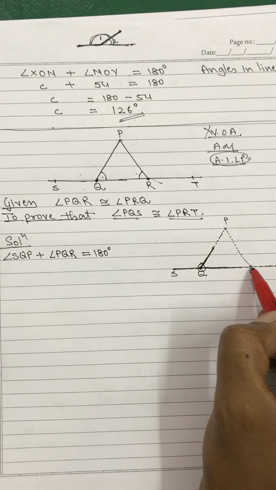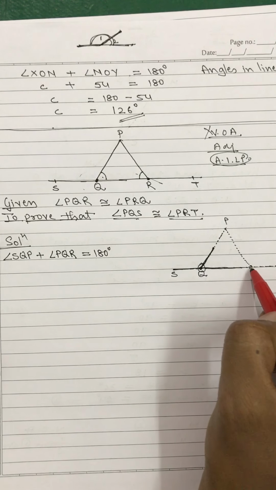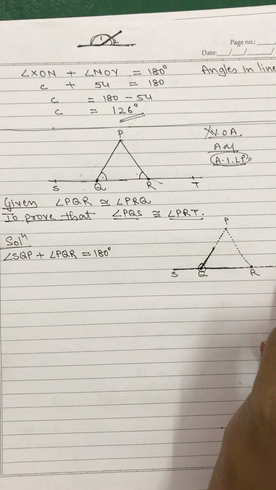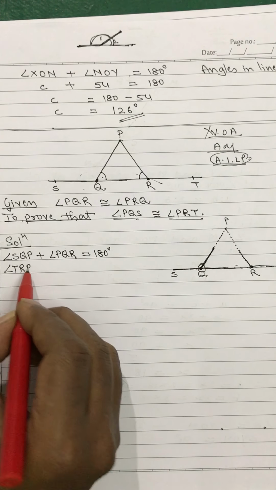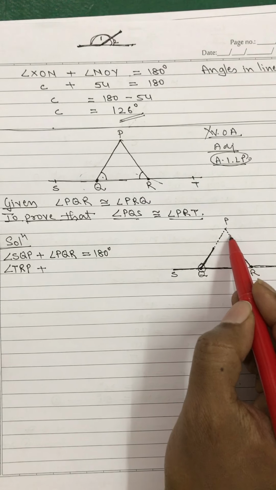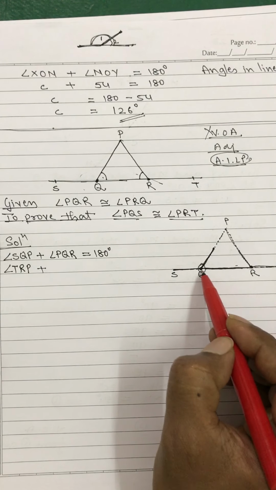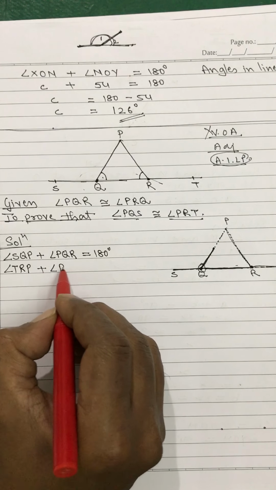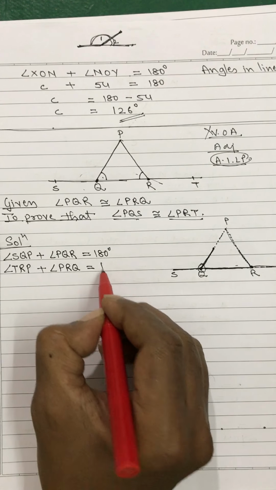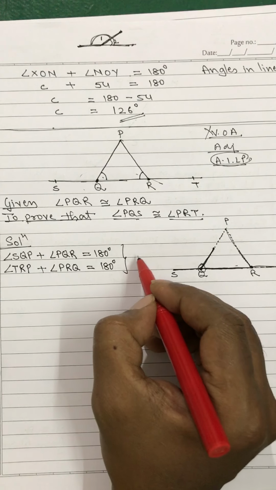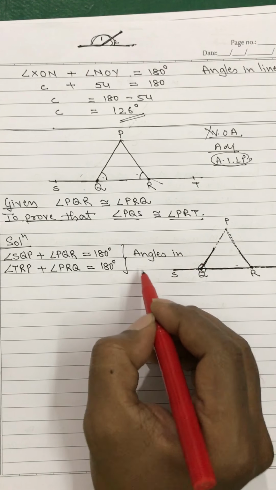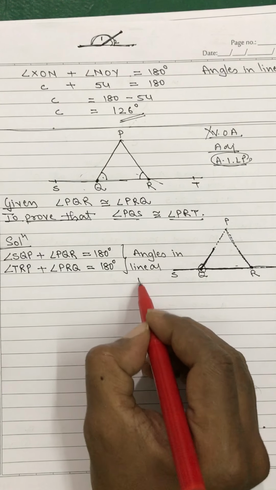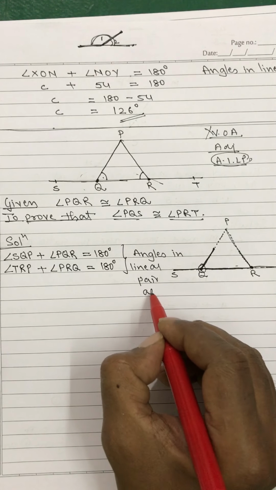Similarly, I have to get it over here. What do I get over here? Similarly, I can travel in any fashion. I can travel from here, I can travel from here. Angle TRP plus angle PRQ is going to be equal to 180 degrees. Reason for both of these is angles in linear pair are supplementary.